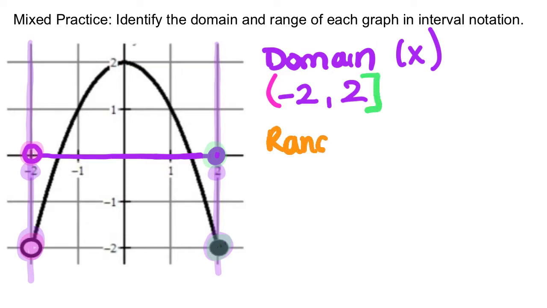Then for the range, or the y values, we're looking at the lowest to the highest value. Now the lowest possible value is given by both this closed circle and this open circle. So we can assume that the lowest value is -2. And since we have this closed circle, we always as a default want to use the closed circle. So I'm going to use a closed circle at -2.